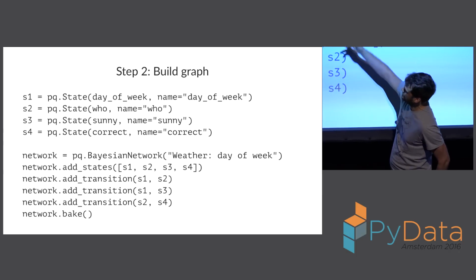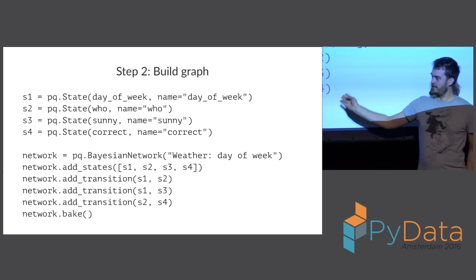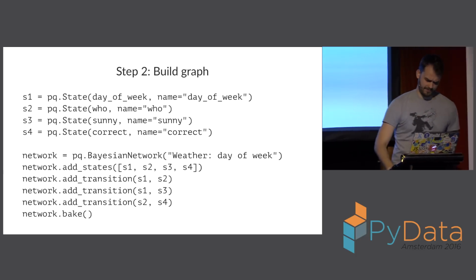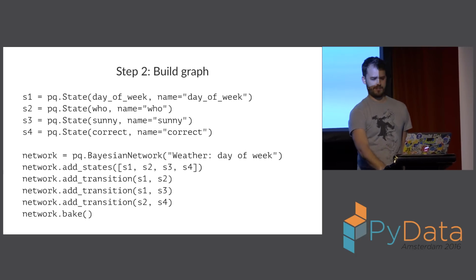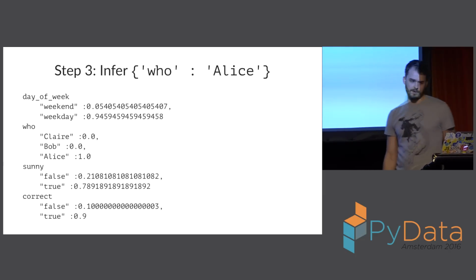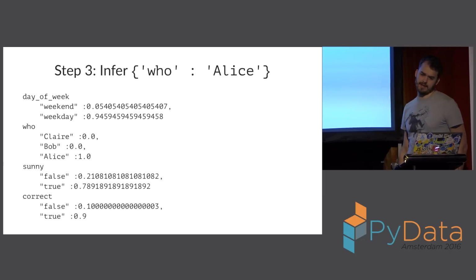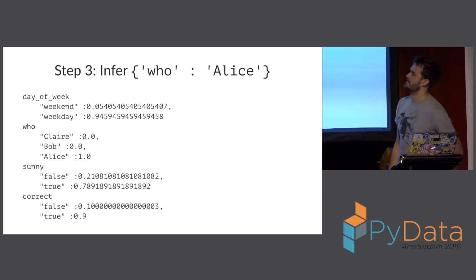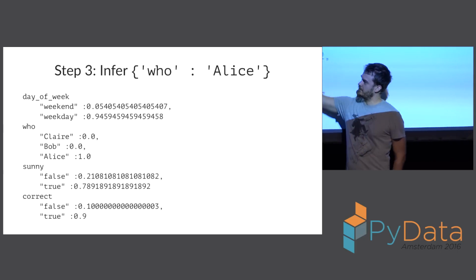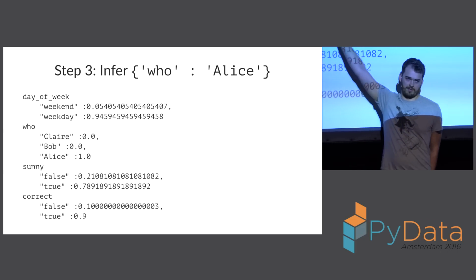Day of the week says something about sunny. And who says something about correct. And then you tell the network to go bake itself. And once the network is baked, you can ask it questions. So you can say, do all of your inference, and let's say that the person who's doing the predicting is Alice. Well, then I'm pretty sure that the person who's predicting is indeed Alice. That's a probability of 1.